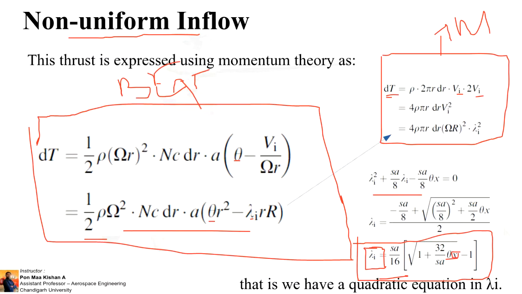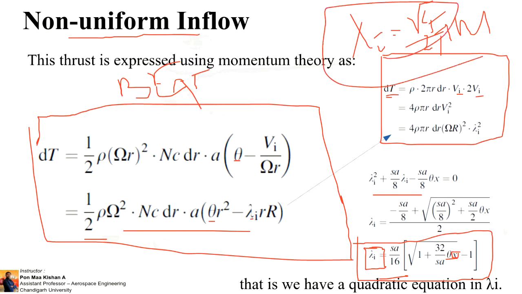Before, we have seen lambda is equal to square root of Ct by 2. This is the general equation where you will get the most approximate value, and it assumes uniform flow. Since x is included in this new equation, the variation will be according to the non-uniform inflow factor.